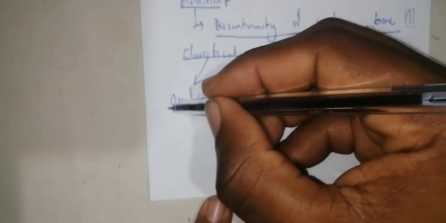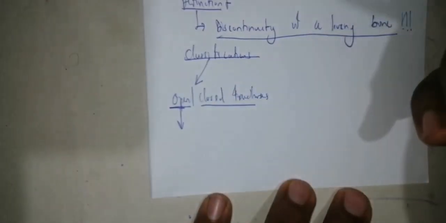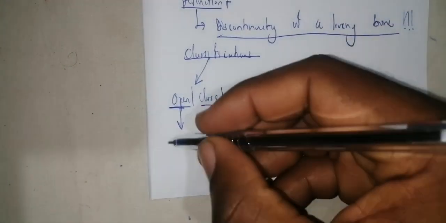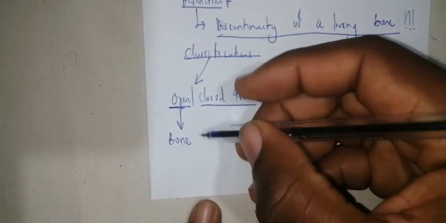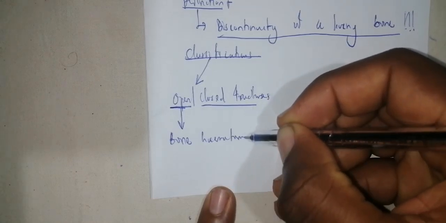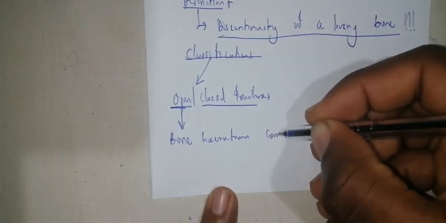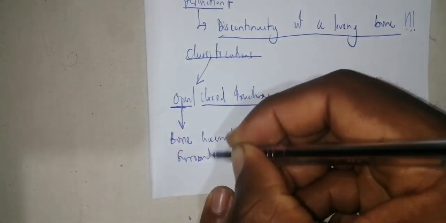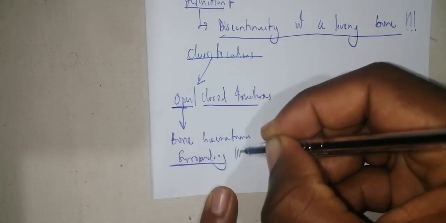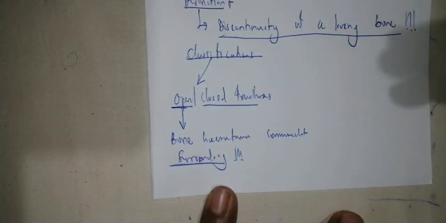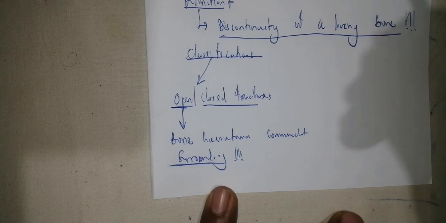Open fractures generally are defined as fractures where the bone hematoma communicates with the surrounding. So if you have a fracture where the bone hematoma communicates with the surrounding, it is an open fracture. It is not that the bone has to be visible. There are times when in an open fracture you cannot clearly see the bone.